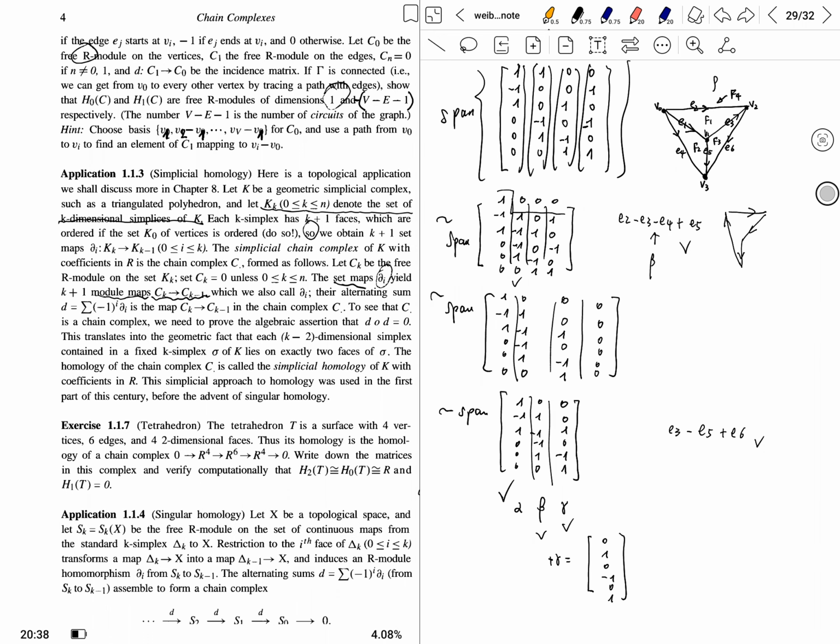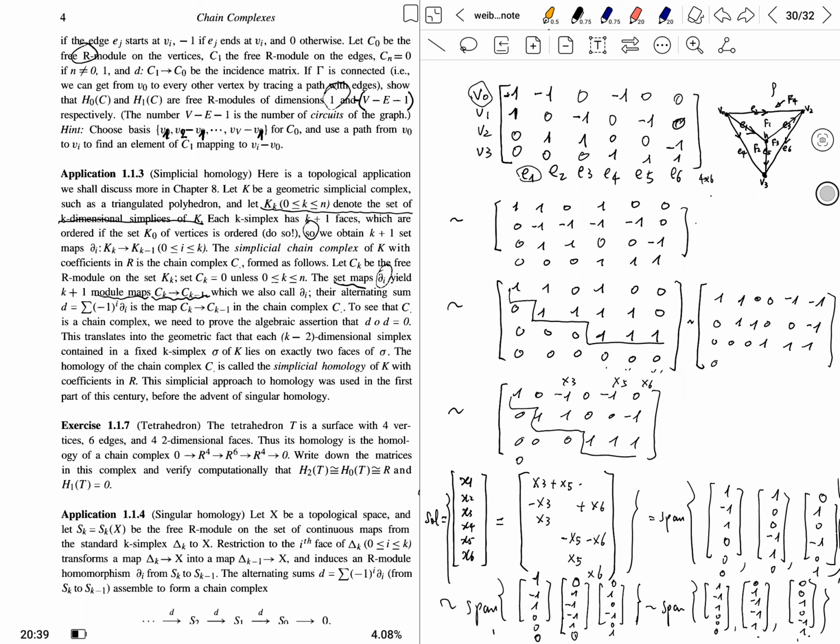For example, the image of D2 will again be the linear combinations of the column vectors. Here is the image, so each column corresponds to the image of face 1, face 2, face 3, face 4 under the differential map. And when you do elementary column operations, you know that you're just taking linear combinations of those faces and then mapping them through D2. So finally we see that the image of D2 is spanned by these three linearly independent vectors. And then you could compute the kernel of D1.